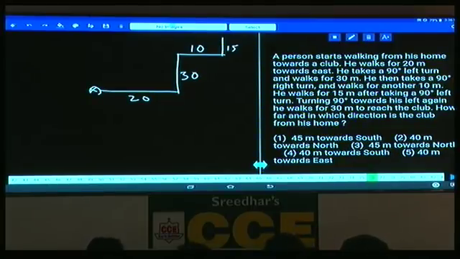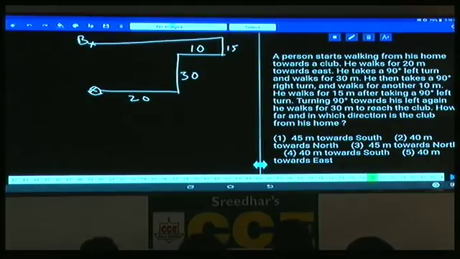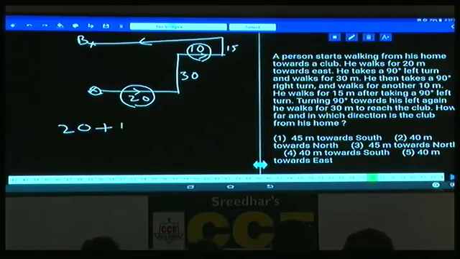Now from here, what is the distance he traveled? 30 meters towards the left hand side. He walks 30 meters to reach the club. Finally, A is the starting point and B is the club. Then, how far and in which direction is the club from his home? If you observe the horizontal distances, how many do we have? 3. Two of them point towards east, the same direction, hence 10 plus 20 plus 10, 30. But this one is opposite to these, hence 30 minus 30, the horizontal distance has become nullified.